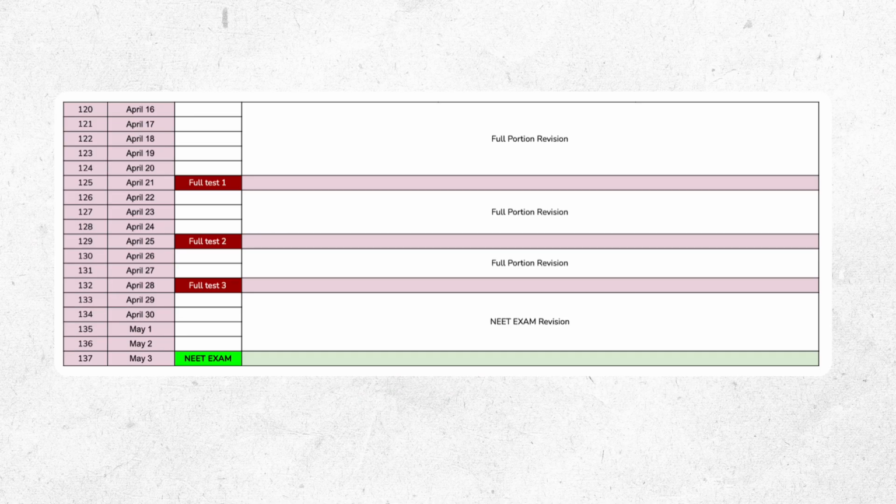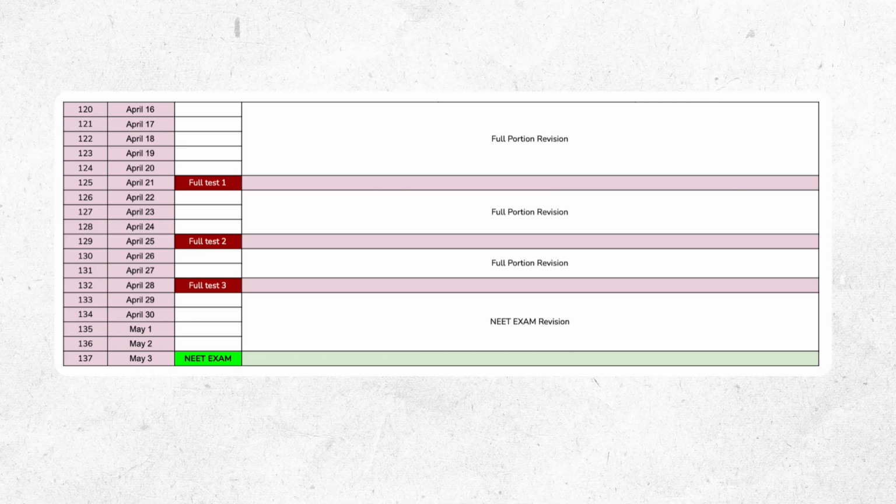Now moving on to full portion test. For full portion test 1, you will get 5 days to revise the entire syllabus. For full portion test 2, you will get 3 days. For full portion test 3, you will get 2 days to revise. Finally, before the NEET exam, you will get 4 days of buffer time for final revision. In total, you will write 20 tests.